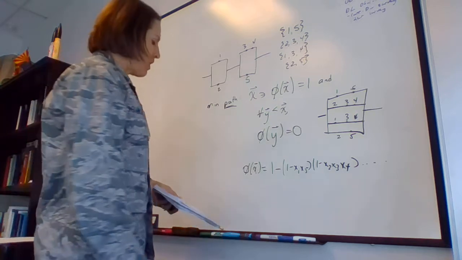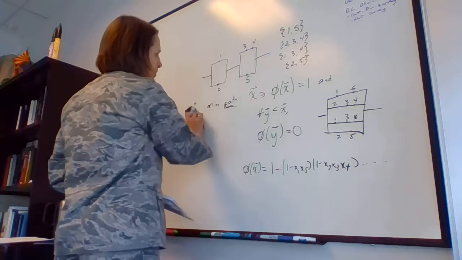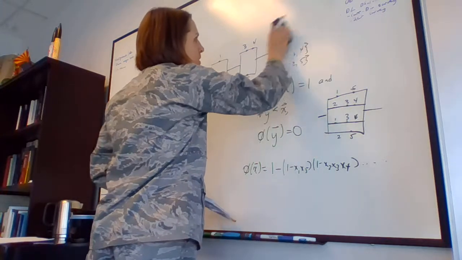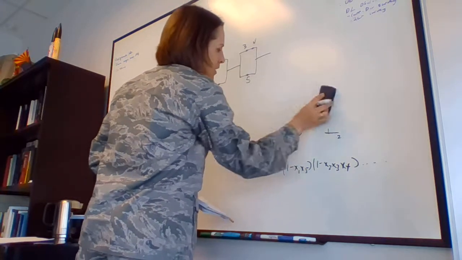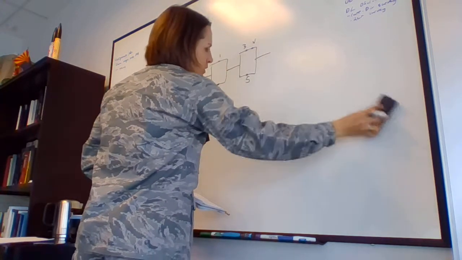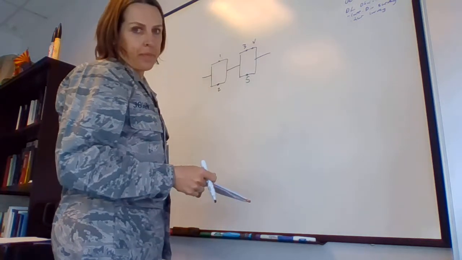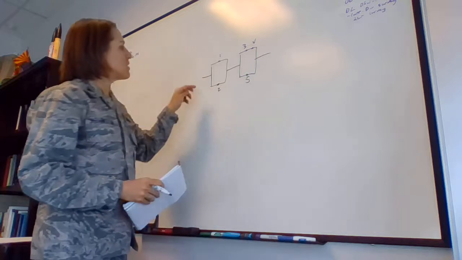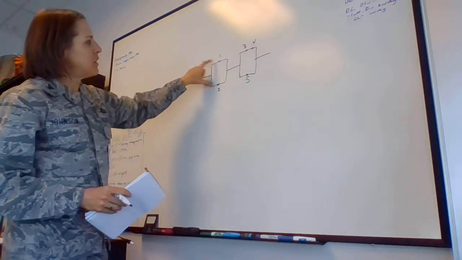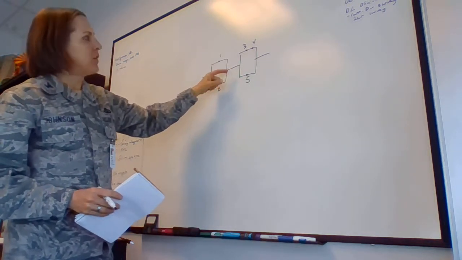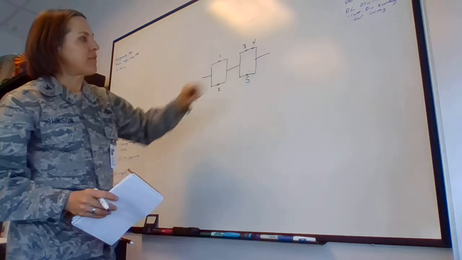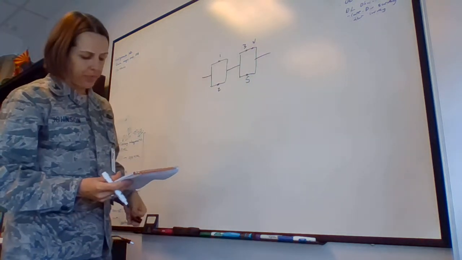Now we're going to look at min cut. So in the min cut system, now we're saying, okay, what are the sets of components that if we cut them, the system will not work? So in this case, if you were to cut 1 and 2, nothing's getting through. If you cut 3 and 5 or 4 and 5, nothing is going to get through.